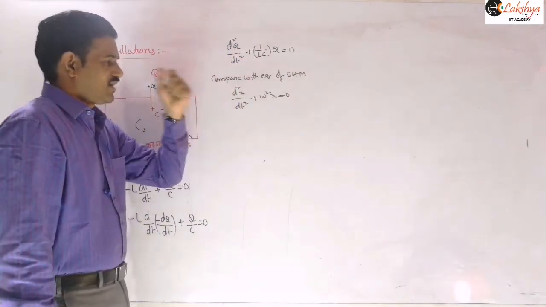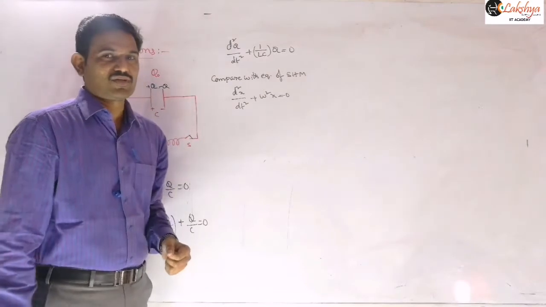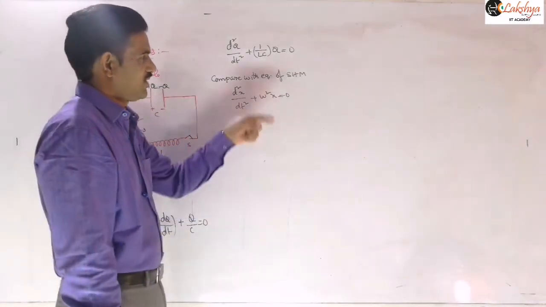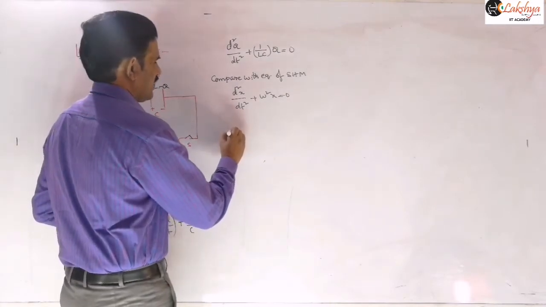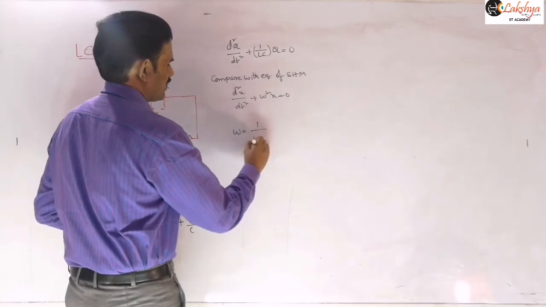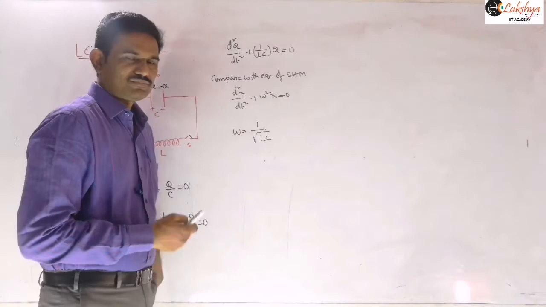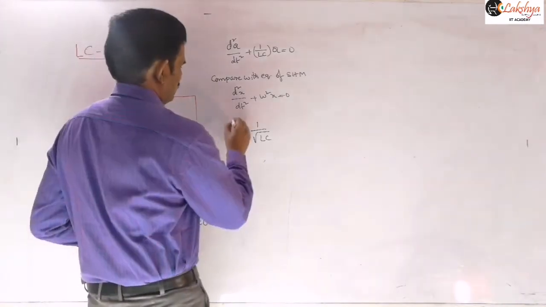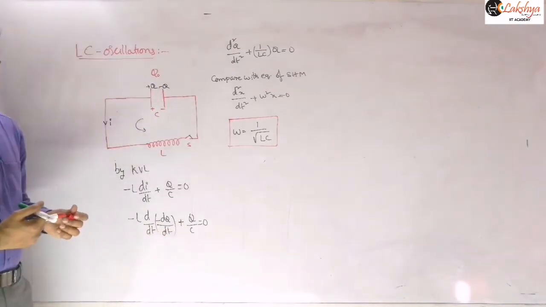Here x, the displacement of the particle, is variable, and similarly here the charge on the capacitor is variable. Just by comparing those two, first of all we can write the omega value: omega is equal to 1 by under root of LC. So this is the formula for the angular frequency of that circuit, right?